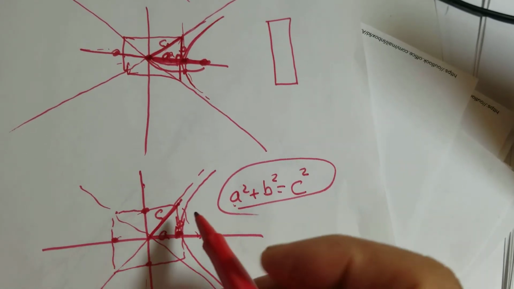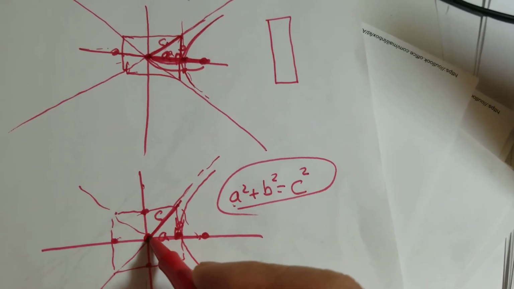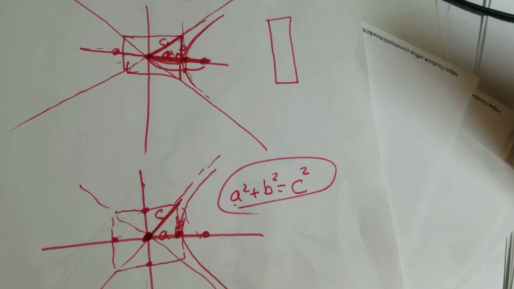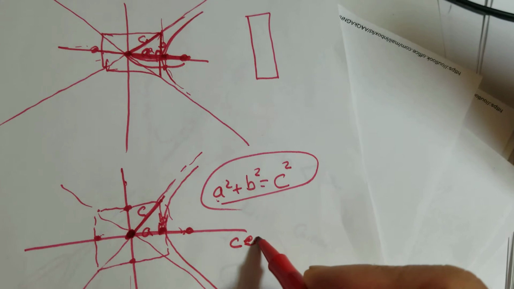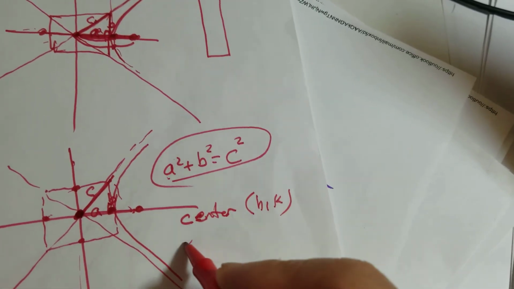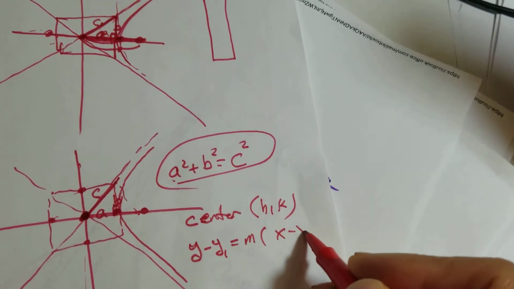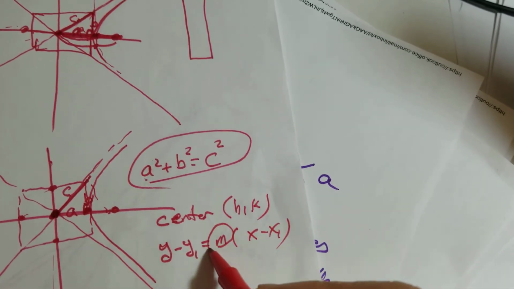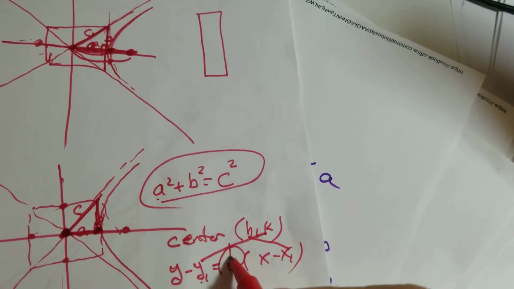Okay, somebody said, what is the equation of an asymptote? This is the center of the hyperbola. Maybe the center is h and k. Therefore, equation of asymptote is y minus y1 equals m times x minus x1. M is the slope, y1 is k, x1 is h. But what is the slope? The slope is easy, right there. B over A. B over A.